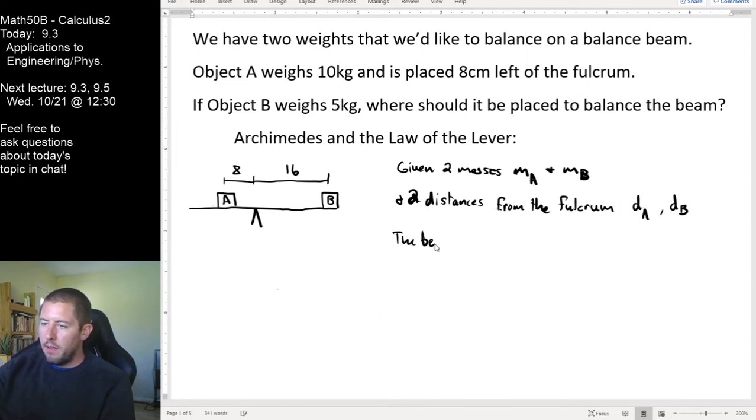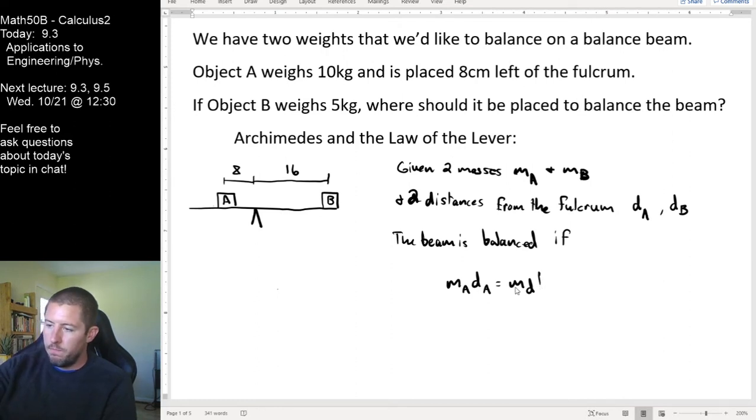The beam is balanced if mA dA equals mB dB, the mass of object B times the distance that object B is away from the center. And we can see if that's going to be the case right here if we choose to put object B 16 centimeters to the right.